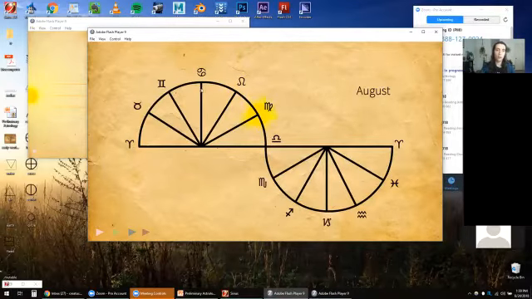Now, these cardinal points, again, are determined by the equinoxes. Aries and Libra are the equinox points. Cancer and Capricorn are the solstice points. This is what determines the zodiac. These four cardinal points, when they are divided evenly into threes, is how we get the 12 zodiac signs. So here we have the fall equinox, symbolized by the sign of Libra.